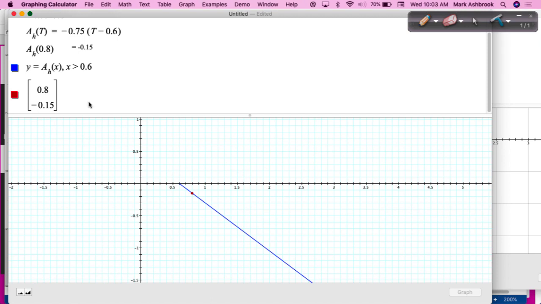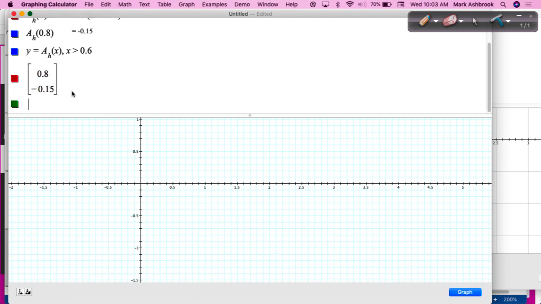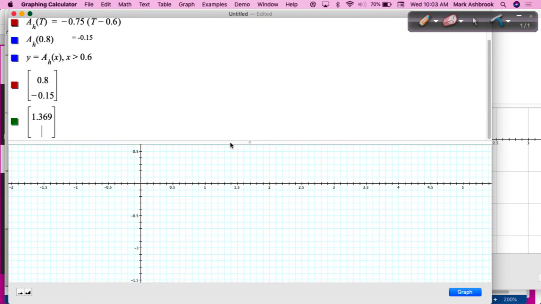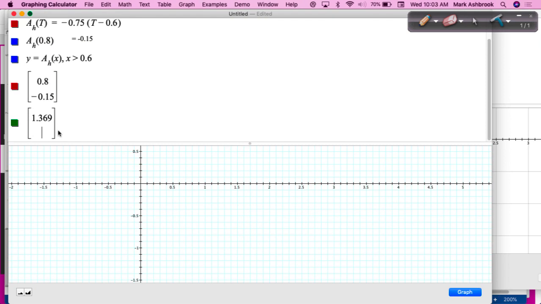Zoom in and out. Okay, but what if I wanted to plot the point for 1.369? How much change in height since 0.6 seconds occurred at 1.369 seconds? Well, there's something I can do here that's very convenient. So I could calculate that, do the arithmetic and calculate it. Or what could I do? Make this nice and easy, yeah.